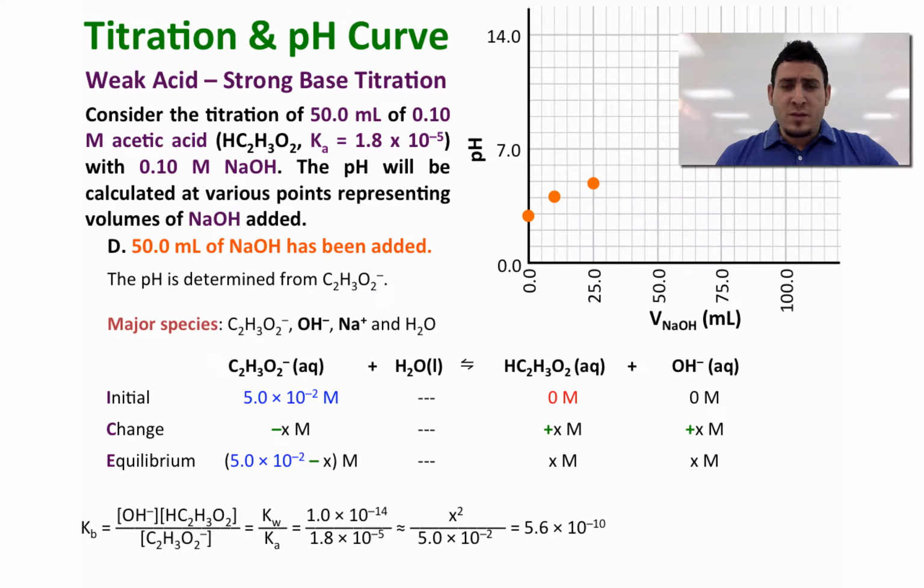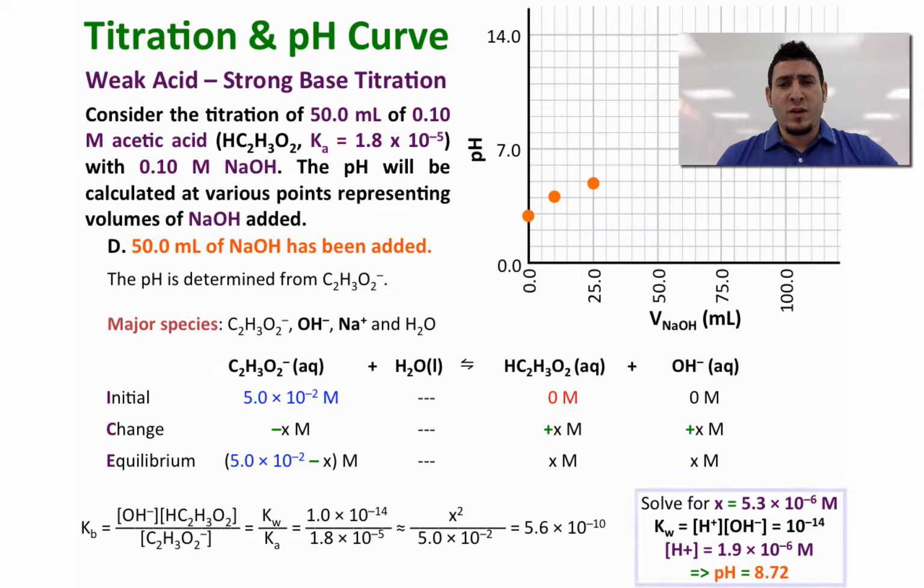Now, replacing the equilibrium concentrations in the expression of Kb and solving for X, we find that X is equal to 5.3 times 10 to the power minus 6 molar. Now X in this case is the concentration of OH minus, so we can use Kw to determine the concentration of H plus and therefore determine the pH. We can find that the pH is equal to 8.72. Now this pH is called the equivalence point pH.